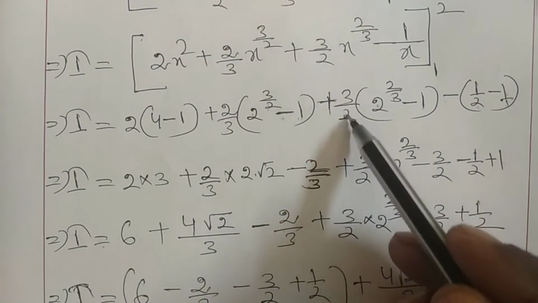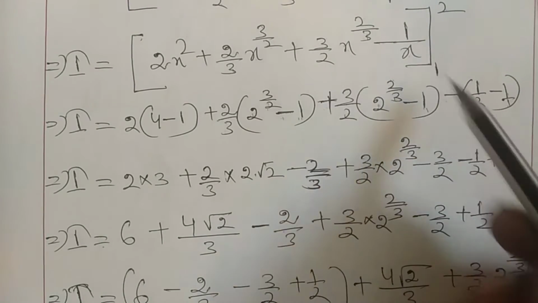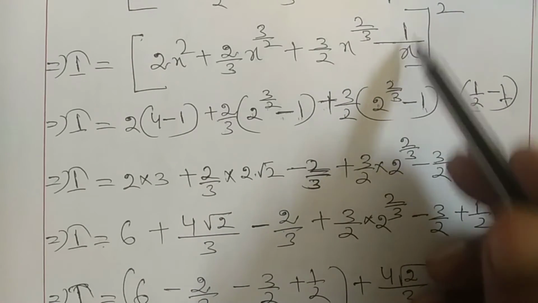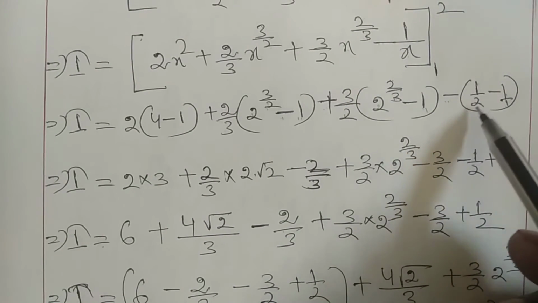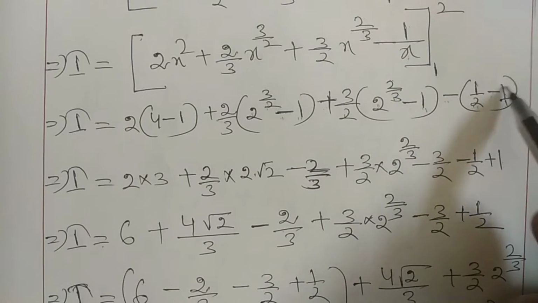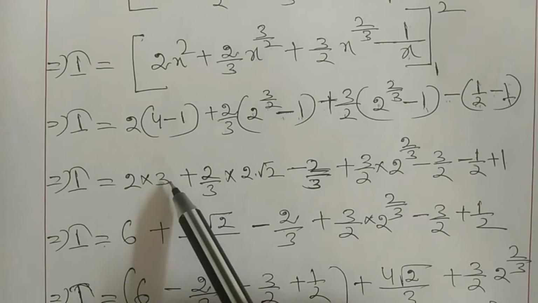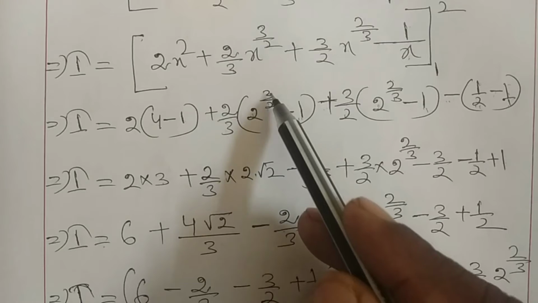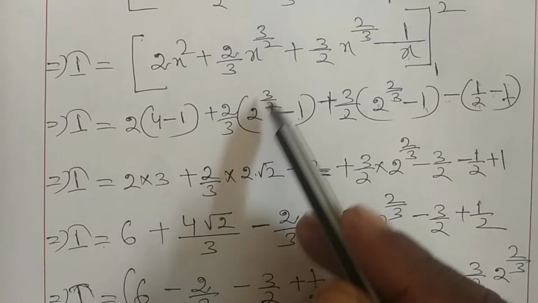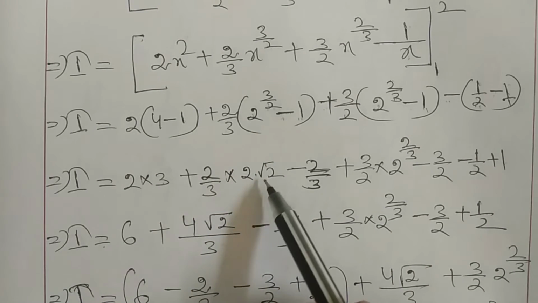So this is plus 3/2 into 2^(2/3) minus 1, here minus, so this is minus, and 1/x by putting upper limit 2, that is 1/2, here minus, that is 1/2 minus 1/1, here 4 minus 1, that is 3, and here 2^(3/2), that is 2 into 2 into 2, that is 8 to the power half, that is 8 root over, that is equal to 2 into root 2.